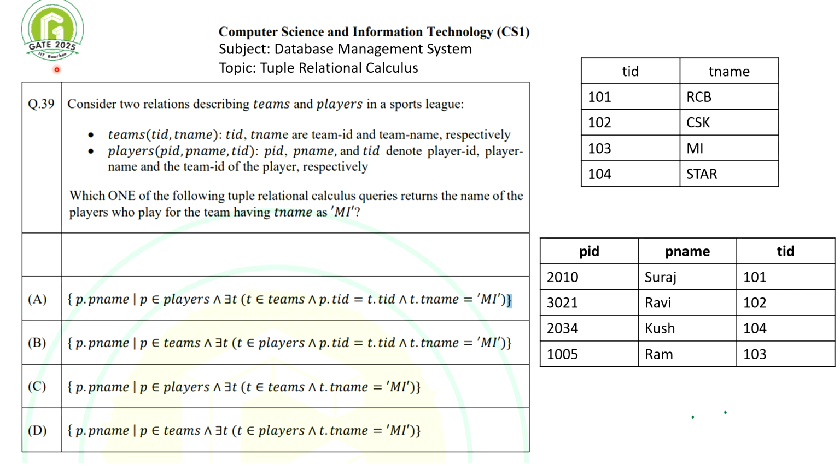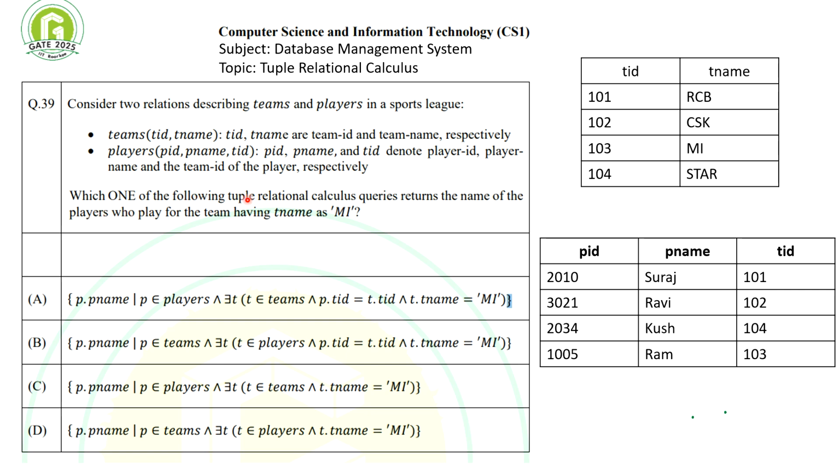GATE question from the year 2025, Set 1, question number 39 of 2 marks. Consider two relations describing teams and players in a sports league. Teams has attributes TID and TName, which are team ID and team name respectively. Players have attributes PID, PName, TID.